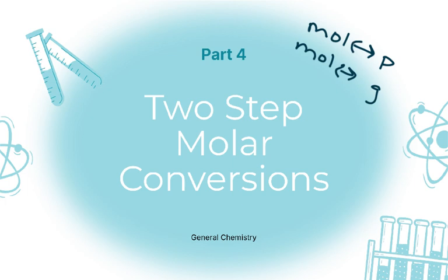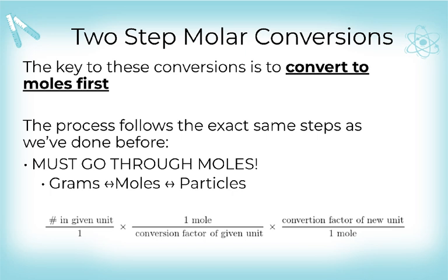Now, if we want to go between particles and grams, we're going to have to do two conversions, and we're going to have to convert to moles first. With these two-step molar conversions, the key is always converting to moles first, because that's our common unit relating particles and grams. So the process follows the exact same steps that we've done before. We're going to first do a conversion to moles. So if we're going grams to moles, and then after that we could go moles to particles, or we could go the other way, particles to moles and then moles to grams.